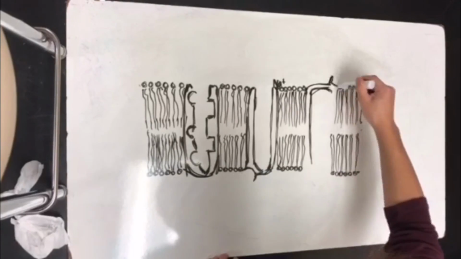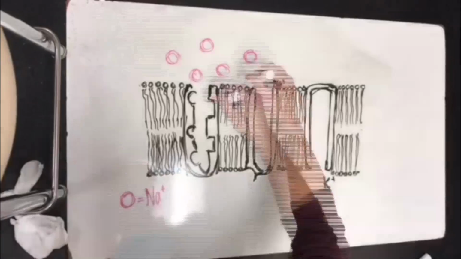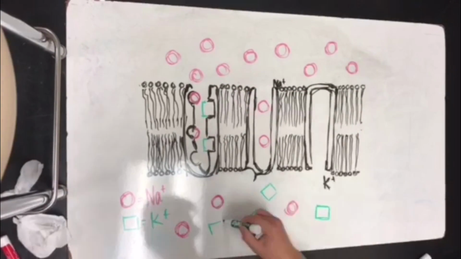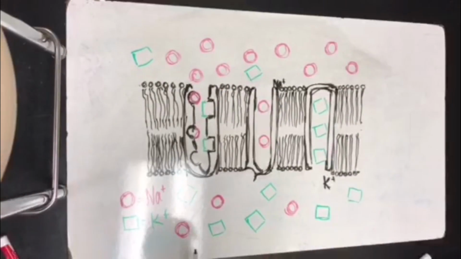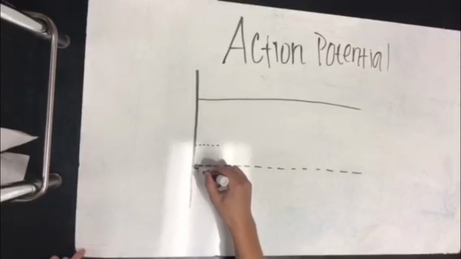The sodium-potassium pump is in charge of keeping sodium outside of the cell and potassium inside the cell. This creates a charge differential that can be used by the action potential. Action potential is the method of propagating an electrical signal down the length of the axon.